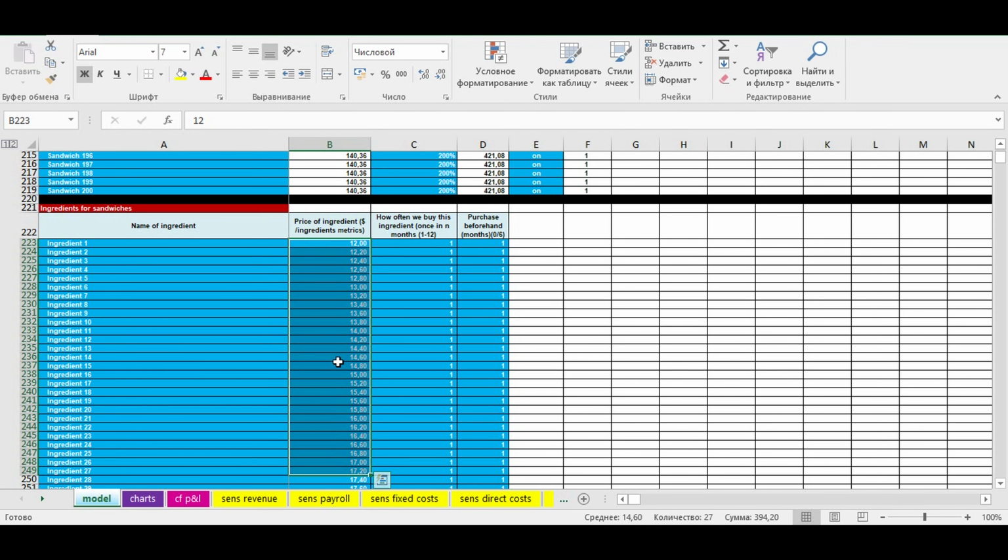If we go to the right, we will be able to set the frequency we buy it. 1. Every month. 2. Once in 2 months. 4. Once in 4 months. 12. Once a year. Also, you can displace the purchase of this ingredient beforehand. 0. No displacement. 1. 1 month displacement. 6. 6 months displacement before you need it.